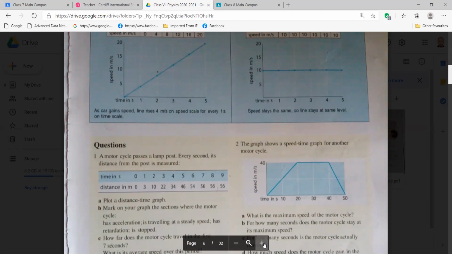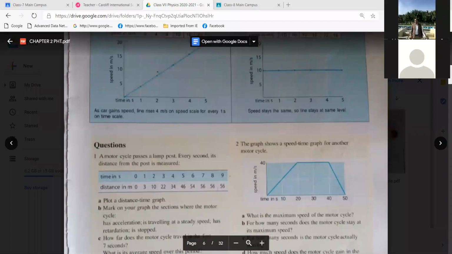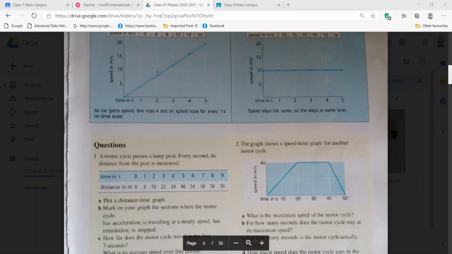Time in seconds: 0, 1, 2, 3, 4, 5, 6, 7, 8, 9. Distance in meter. For 0, there is 0. For 1, there is 3. For 2, there is 10 meter. For 3, is 22 meter. For 4 second, it's 34 meter. For 5 second, is 46 meter. For 6 seconds, it's 54 meter. For 7 second, it's 56 meter. For 8 second, it's 56. And for 9 second, it's 56. Thank you so much. Number A, plot a distance time graph.